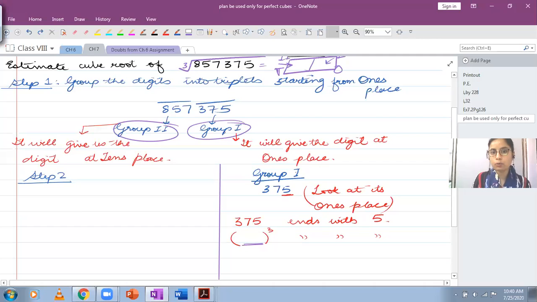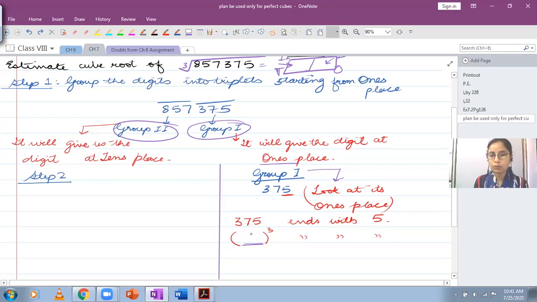So the first group will tell us the digit at ones place in the answer. And the second group will tell us the digit at tens place in the answer. So we are right now considering the first group. The first group is 375. What you want to do with the first group is look at the ones place. First group जो भी बनेगा, वो group किस digit पे खत्म हो रहा है. So your number here ends at 5. What we want to know is कौन सा ऐसा number है जिसका cube 5 पे finish होता है.